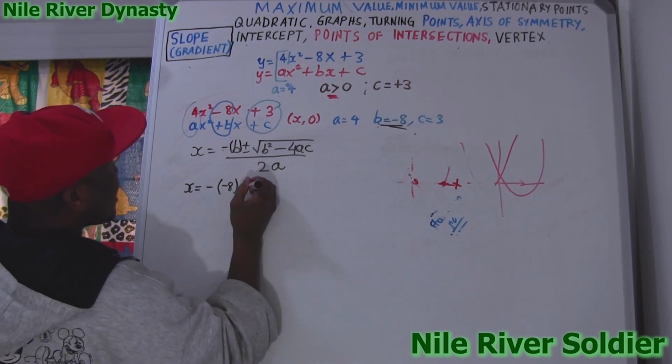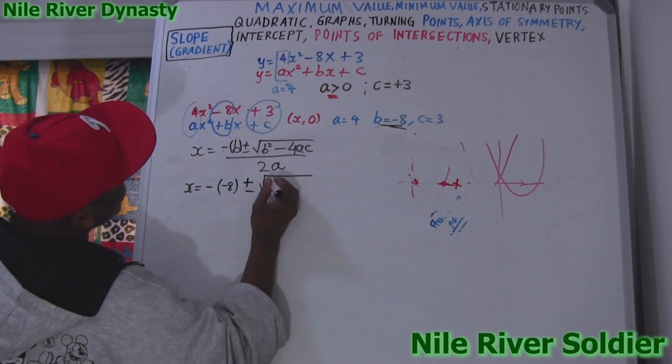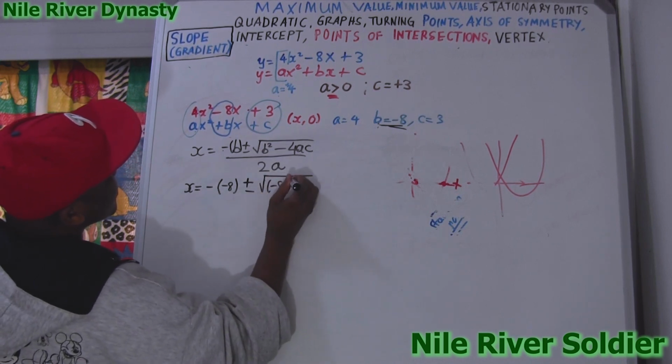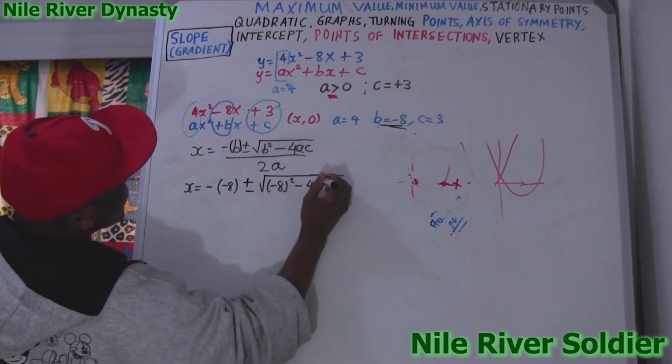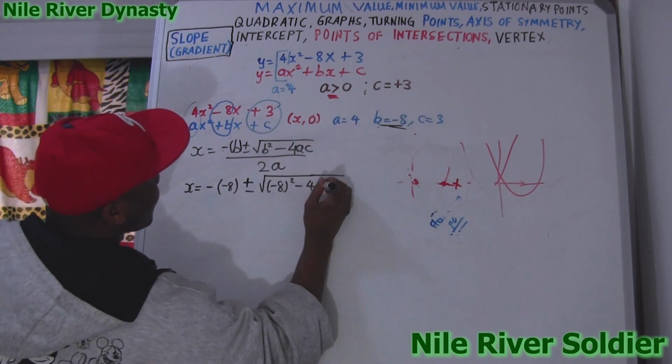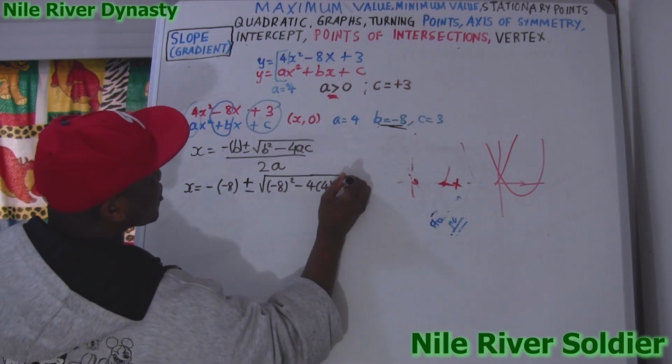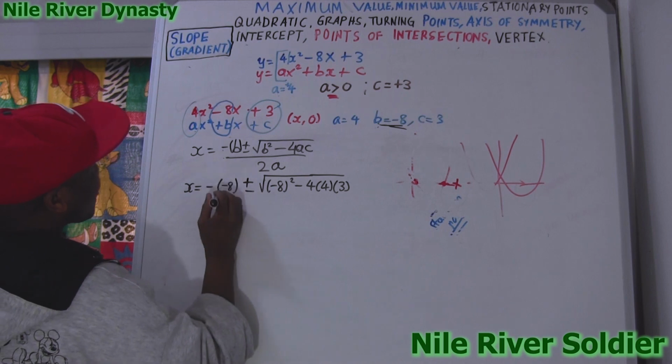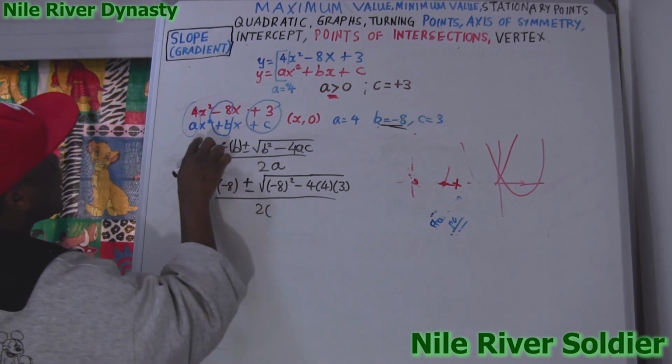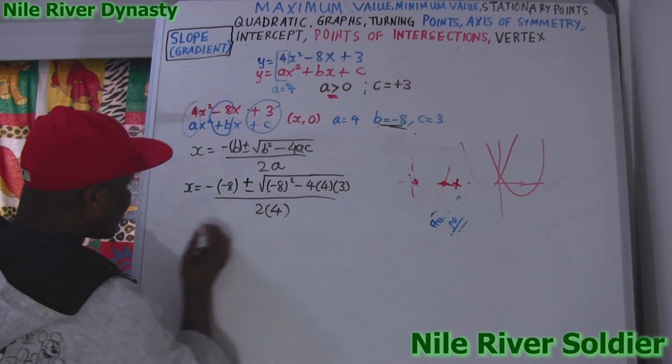It goes there inside, plus or minus, and then the square root of b squared minus 4ac. What is b? b equals negative 8. What is a? a equals 4. What is my c? c equals 3. So now this line must start from here, over 2 times a. What is my a? a equals 4.